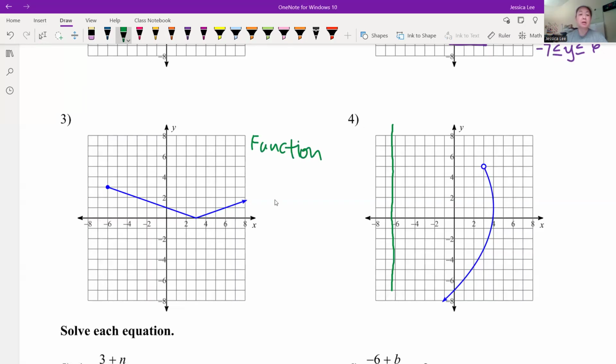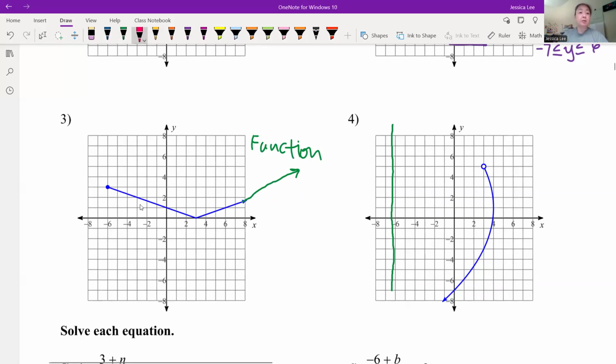This is what it looks like. Some of you may have noticed, I don't know if you can see it, but there is an arrow. So what does that arrow mean? It means it goes on forever and ever in that same direction without turning, just keeps on going in that same direction forever, right? That's why there's an arrow, because it does not stop.